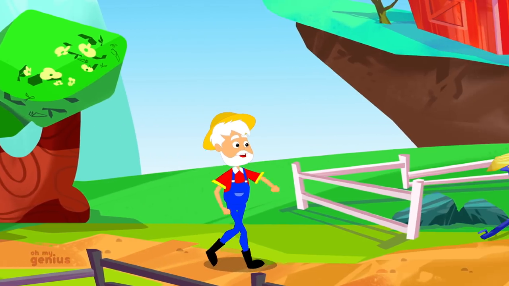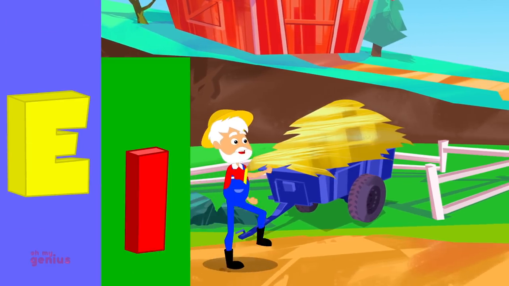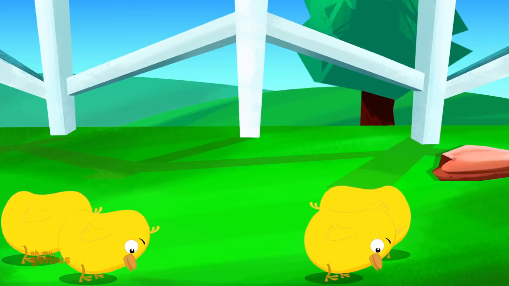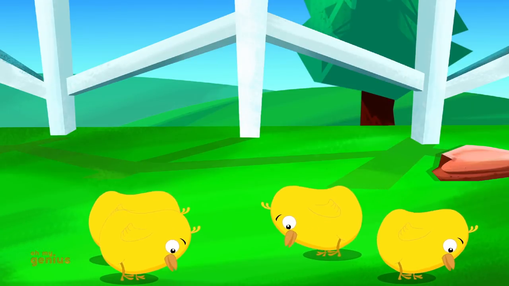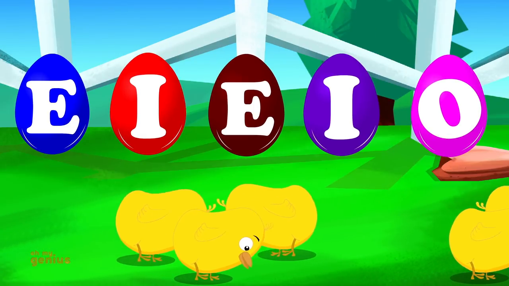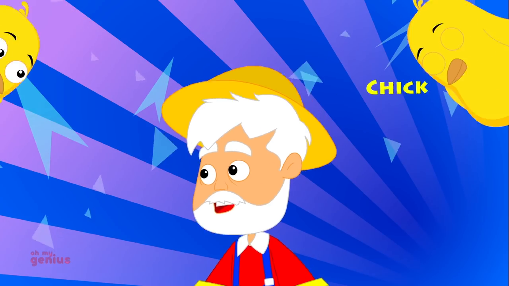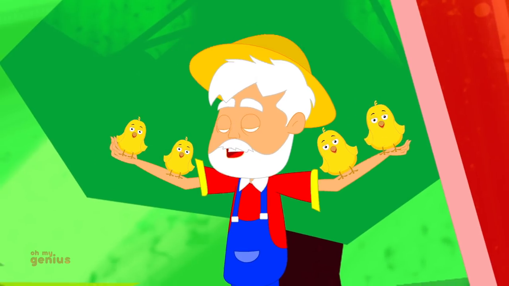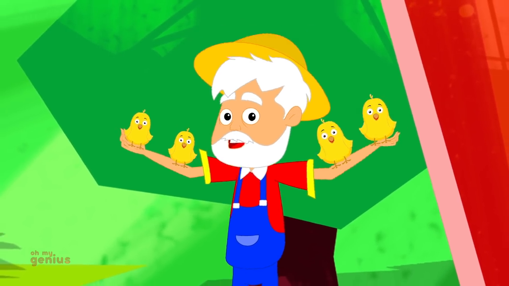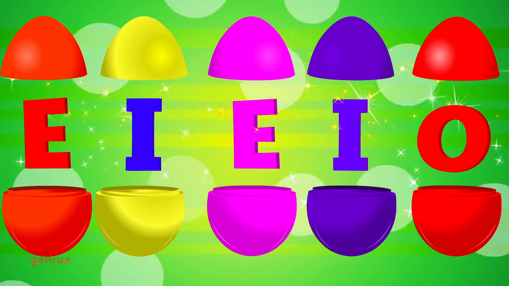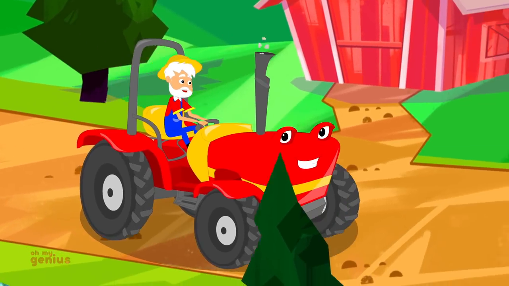Old MacDonald had a farm, E-I-E-I-O. And on his farm he had some chicks. E-I-E-I-O. With a chick chick here and a chick chick there. Here a chick, there a chick, everywhere a chick chick. Old MacDonald had a farm. E-I-E-I-O.